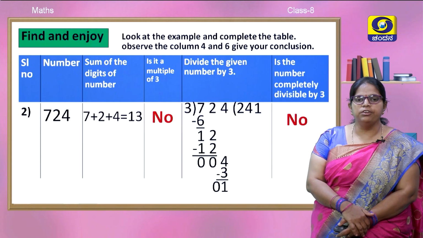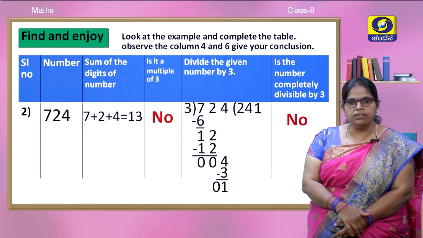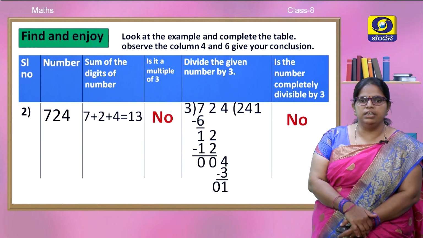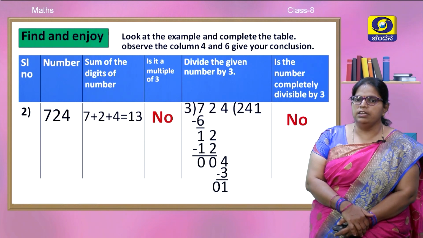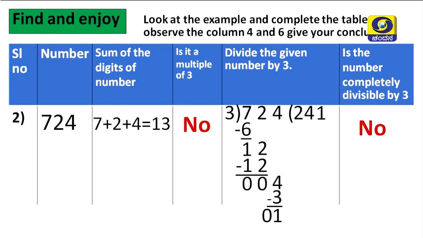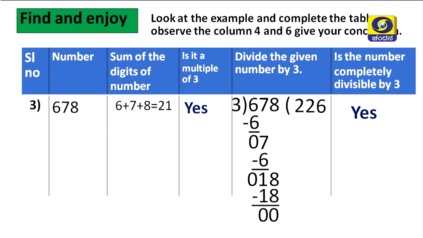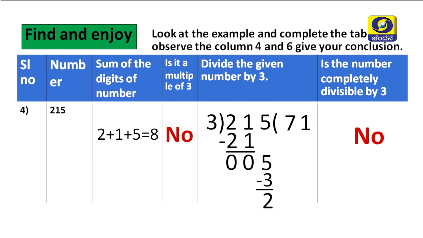Second number 724. The sum of the digits is 13. It is not a multiple of 3. When divided by 3 gives the remainder 1. Therefore, it is also not divisible by 3. Third number is 678. Sum of the digits of the number is 21. It is a multiple of 3. When the given number is divided by 3, it gives no remainder. Therefore, it is divisible by 3. Last number 215. The sum of the digits is 8. It is not a multiple of 3 and the given number is also not divisible by 3.